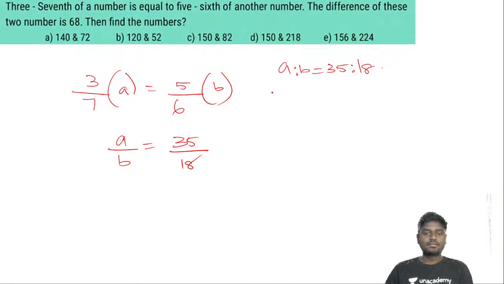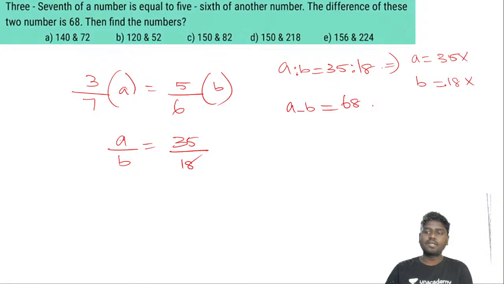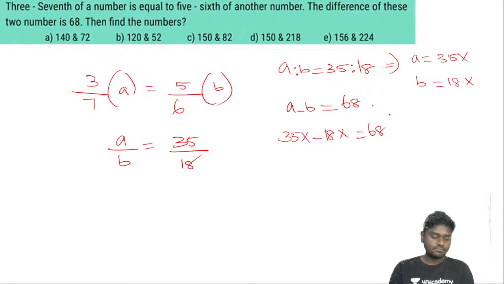And you know the fact that the difference of these two numbers is 68. So a minus b is equal to 68. If that is the case, listen very carefully. If I take a to be 35x and b to be 18x, multiples of 35 and 18, a and b respectively, and substitute it here, 35x minus 18x is 68. 35 minus 18 will give you 17x is equal to 68.